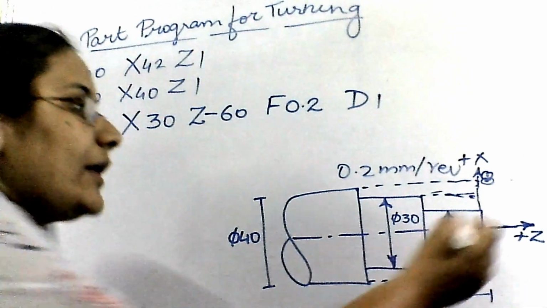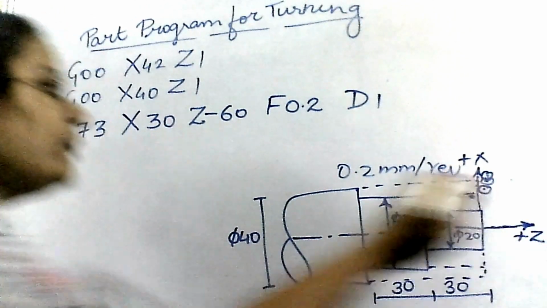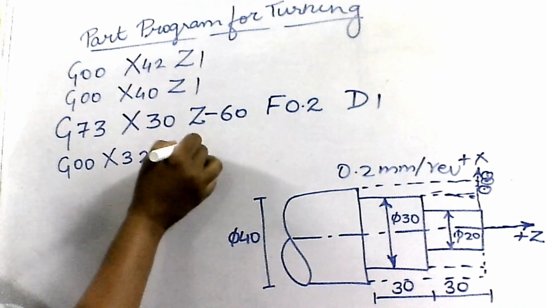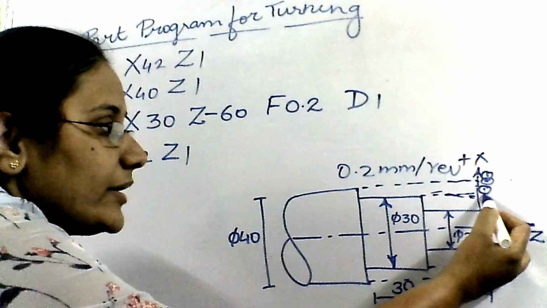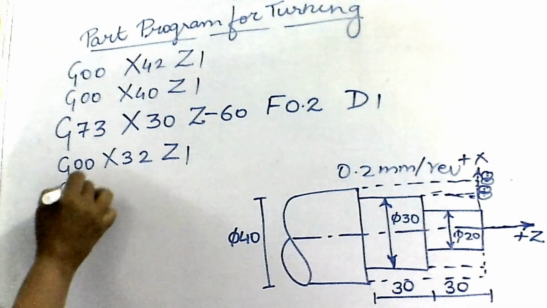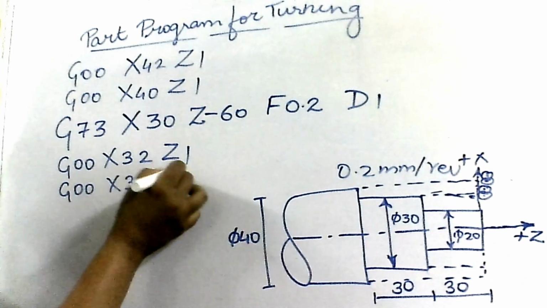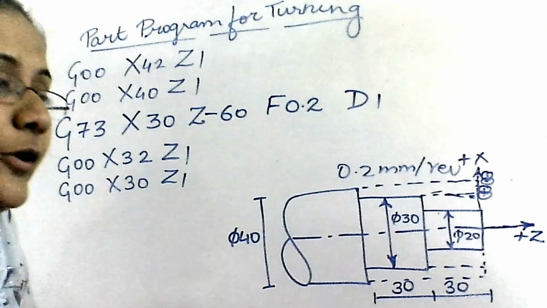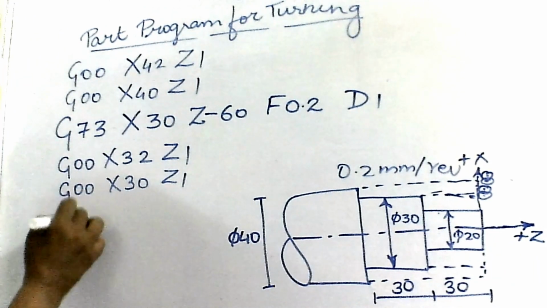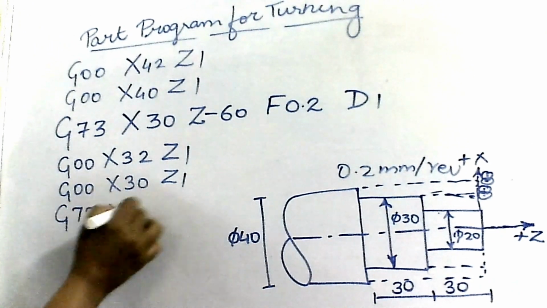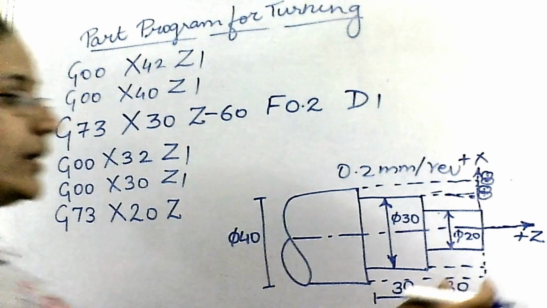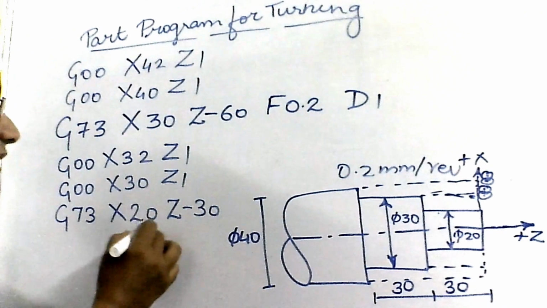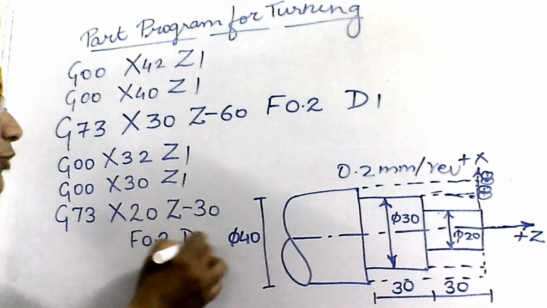So the same process I am going to repeat. I am going to position my tool over here. So it would be G00, X32, Z1. Then I will bring it a little bit down, that is at X30. So it would be G00, X30, Z1. Now I have to reduce the diameter from 30 to 20. So which code am I going to use? Since it is turning, I am again going to use G73. So G73, X20, and this time my Z would be minus 30. Again I would be specifying the feed, that is F0.2, and depth of cut 1.